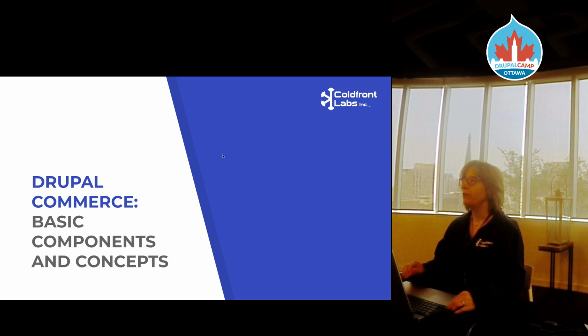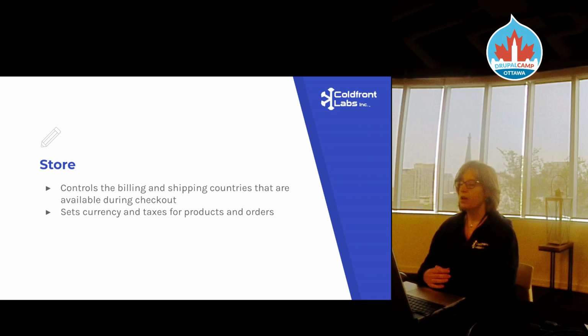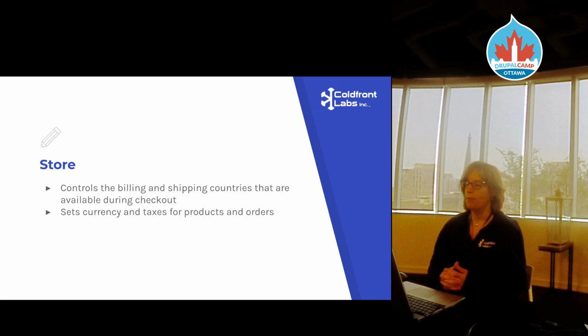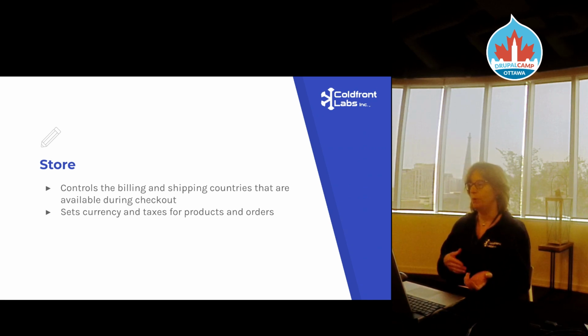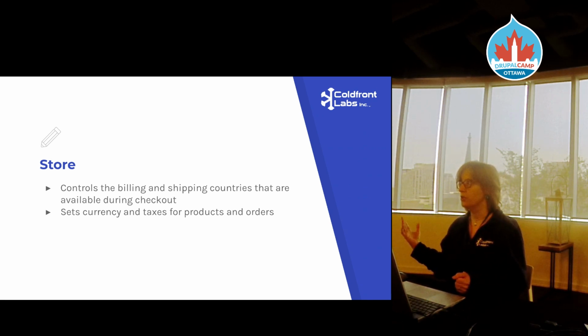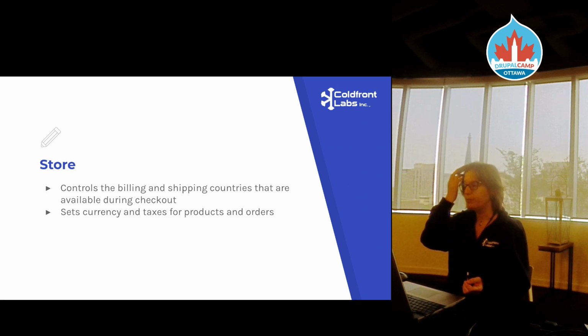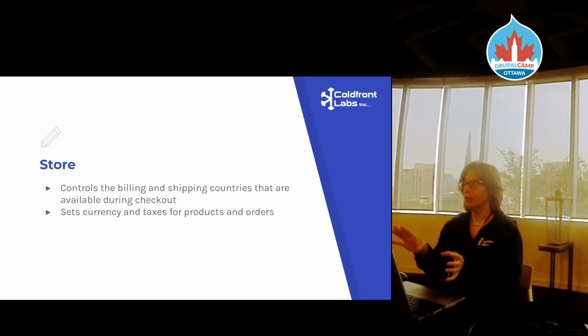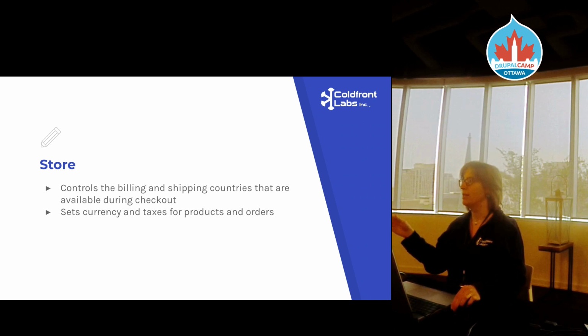Okay, so briefly before we get into our store building today, we're going to talk about some of the basic components that we're going to touch upon. The first one is the idea of the store. So a store in Drupal Commerce is what controls the billing and shipping countries that are available to users during checkout. And it also is where you set the currency for the store and the taxes that are applicable for that store. These are going to be very brief little snippets of information, and we'll see more about this when we're configuring the site afterwards.